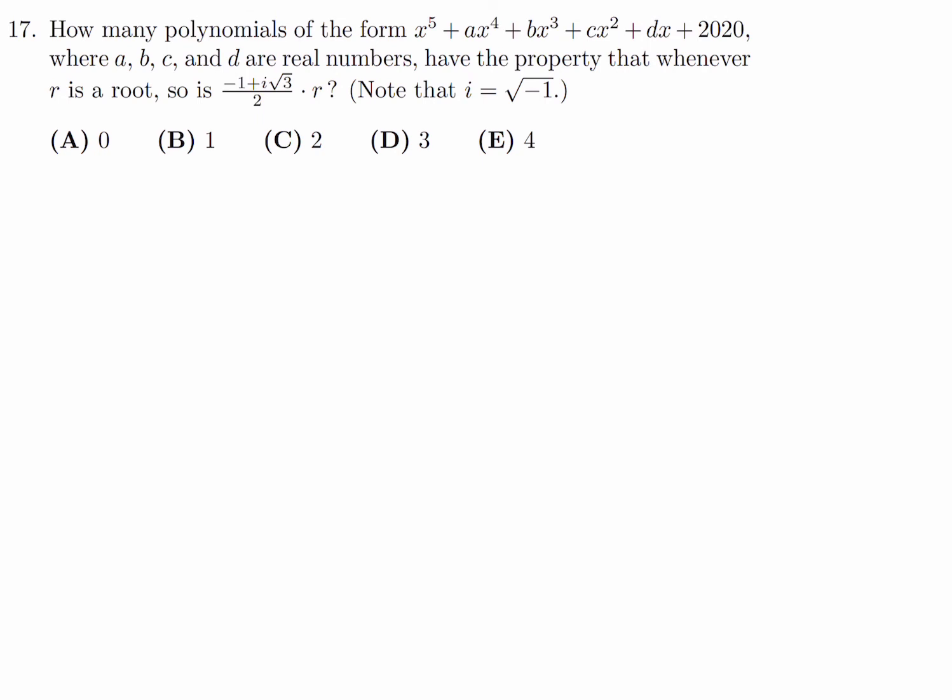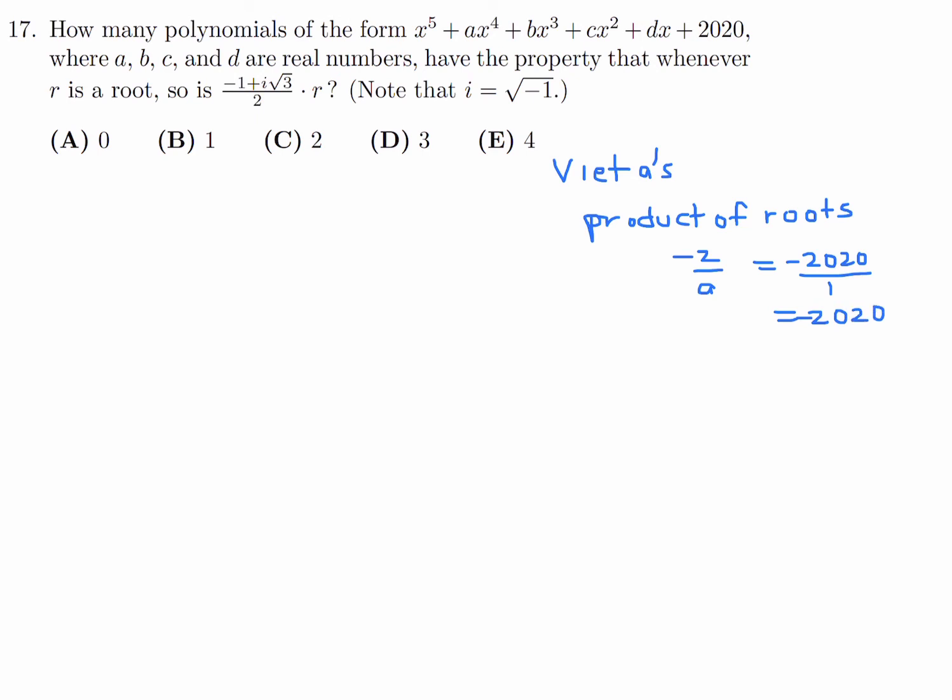Well, by Vieta's, we know that the product of the roots is going to be equal to minus z over a. And in this case, that is 2020 over 1, which is, of course, just 2020, minus 2020. So keep that in mind. The product of the roots is going to be minus 2020.